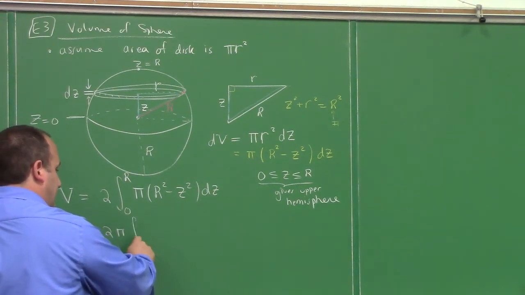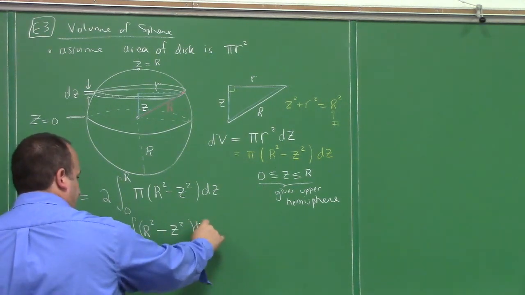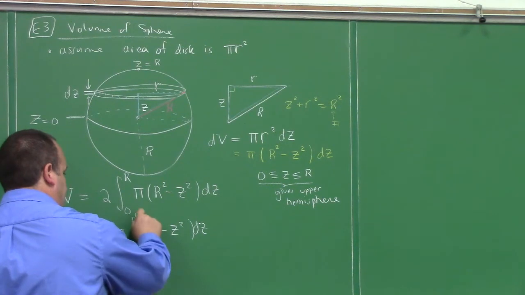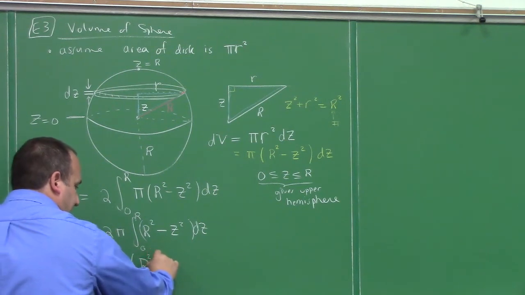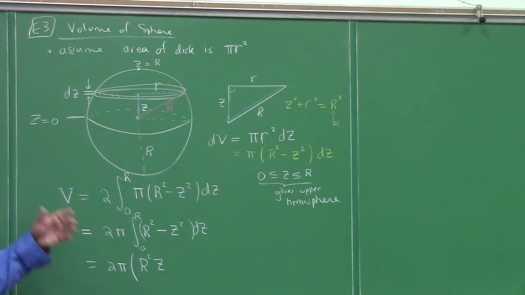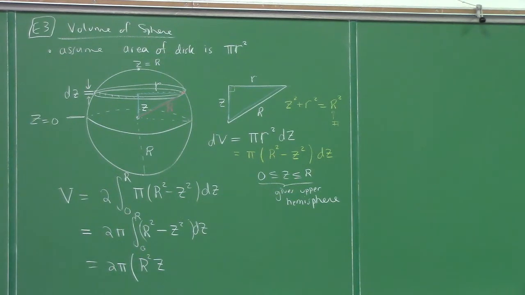Now what's the integral of R squared? What's the integral of z squared? Remember, R squared is just a number. So how does that integrate? We get R squared times z, because that's just like the integral of 3 dz, which is just 3z. What's the integral of z squared? I'll put the minus in. The integral of x was 1/2 x squared. What's the integral of z squared?